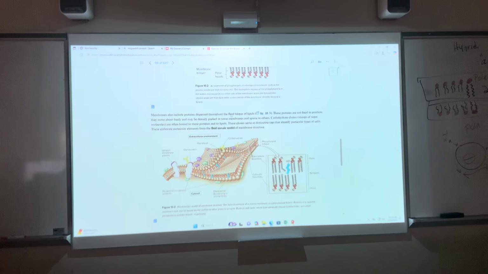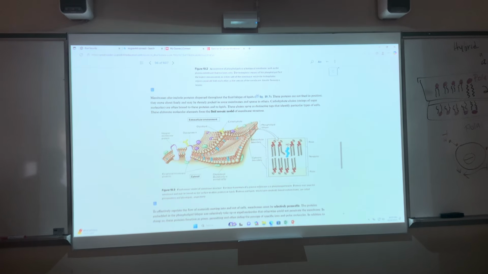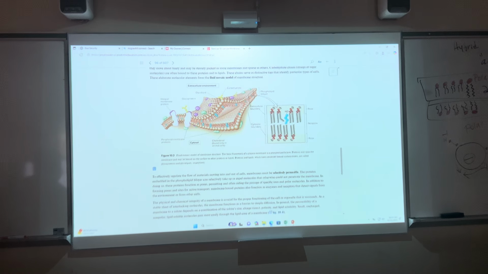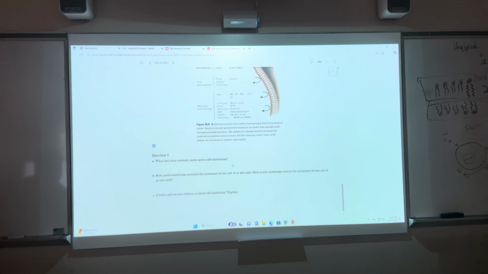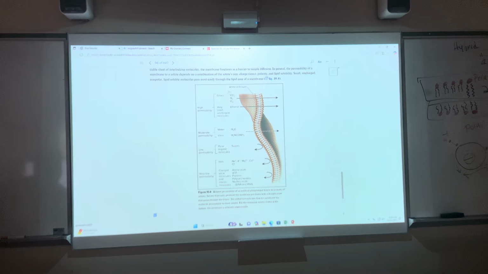So in the fluid mosaic model, you see, the chains serve as distinctive tags that identify particular types of cells. These elaborate molecular elements form the fluid mosaic model. The model shows the framework and the behavior, how the plasma membrane is structured. Proteins may span the membrane and they may be bound on the surface to other proteins. It's selectively permeable, and this is very important because it shows you how your plasma membrane works.